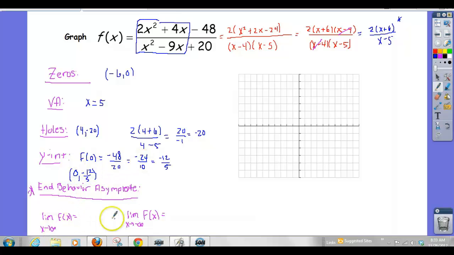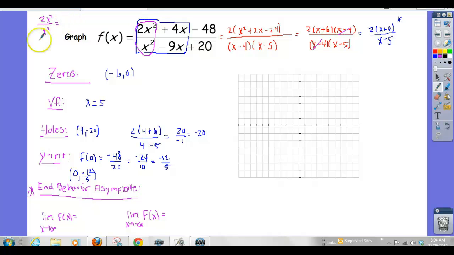Let's go to the end behavior. The end behavior is limits. As we talked about before, if you want to analyze the end behavior of this, in the long run, we need only analyze the leading terms. So as x goes to infinity, the function behaves basically like 2x squared over x squared.